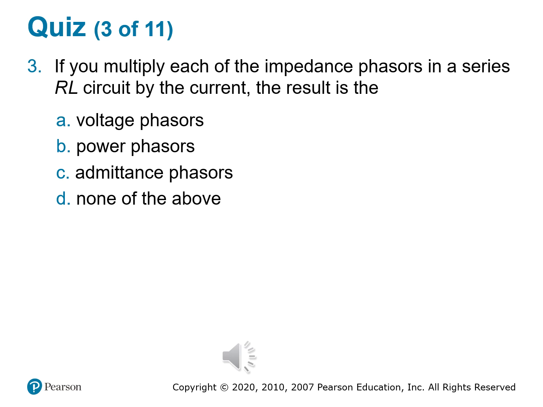Question number 3. If you multiply each of the impedance phasors in a series RL circuit by the current, the result is the what? A, voltage phasors, B, power phasors, C, admittance phasors, or D, none of the above. Go ahead and pause the video now. All right, if you've come back, the correct answer for number 3 was A, voltage phasors.